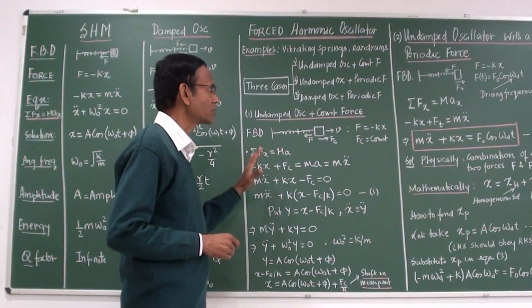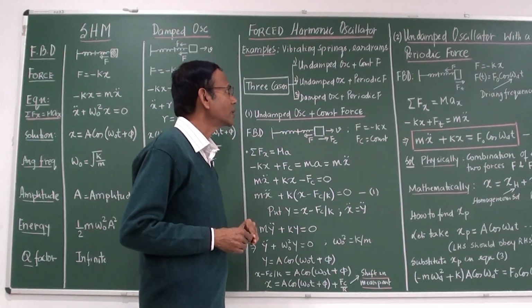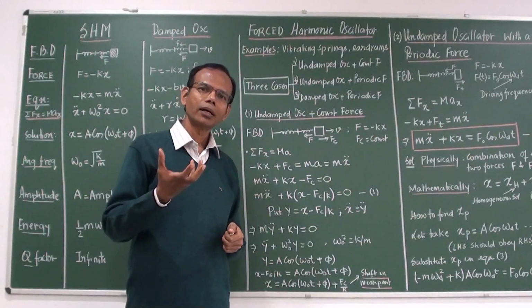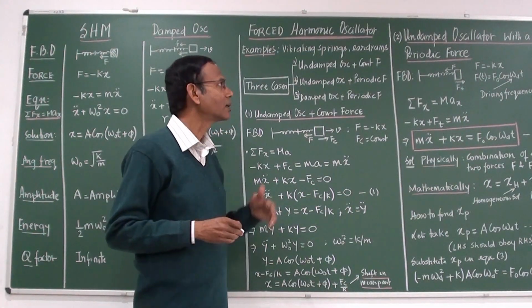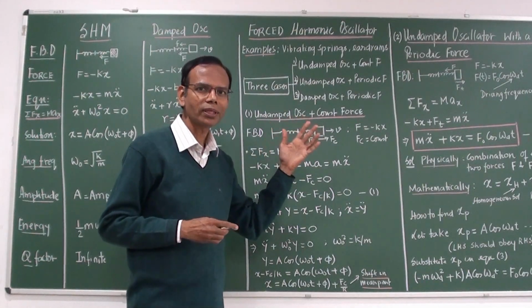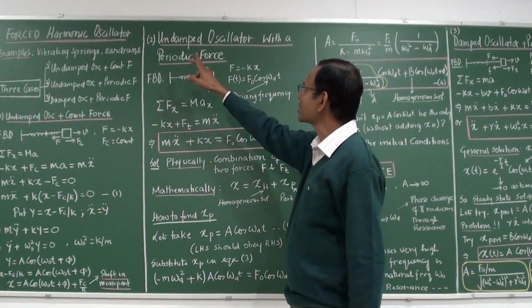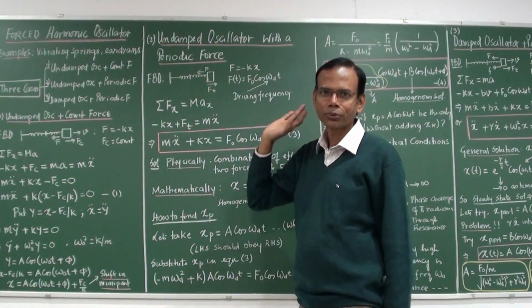So this is the simplest of the cases. The next one we will see is the undamped oscillator with a periodic force, that means F0 cos omega t. And what will happen? That is a very, very interesting case. Okay, the second case is undamped oscillator with a periodic force.